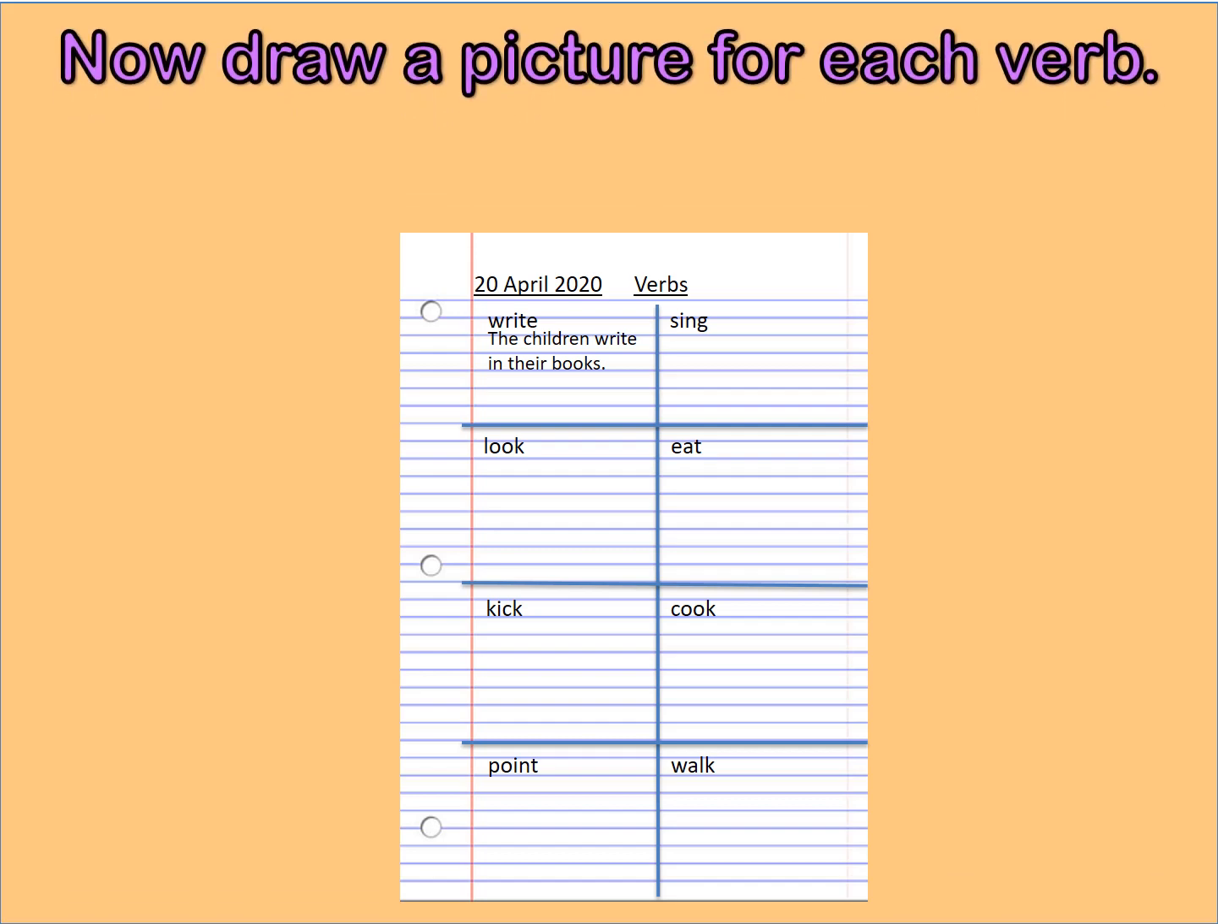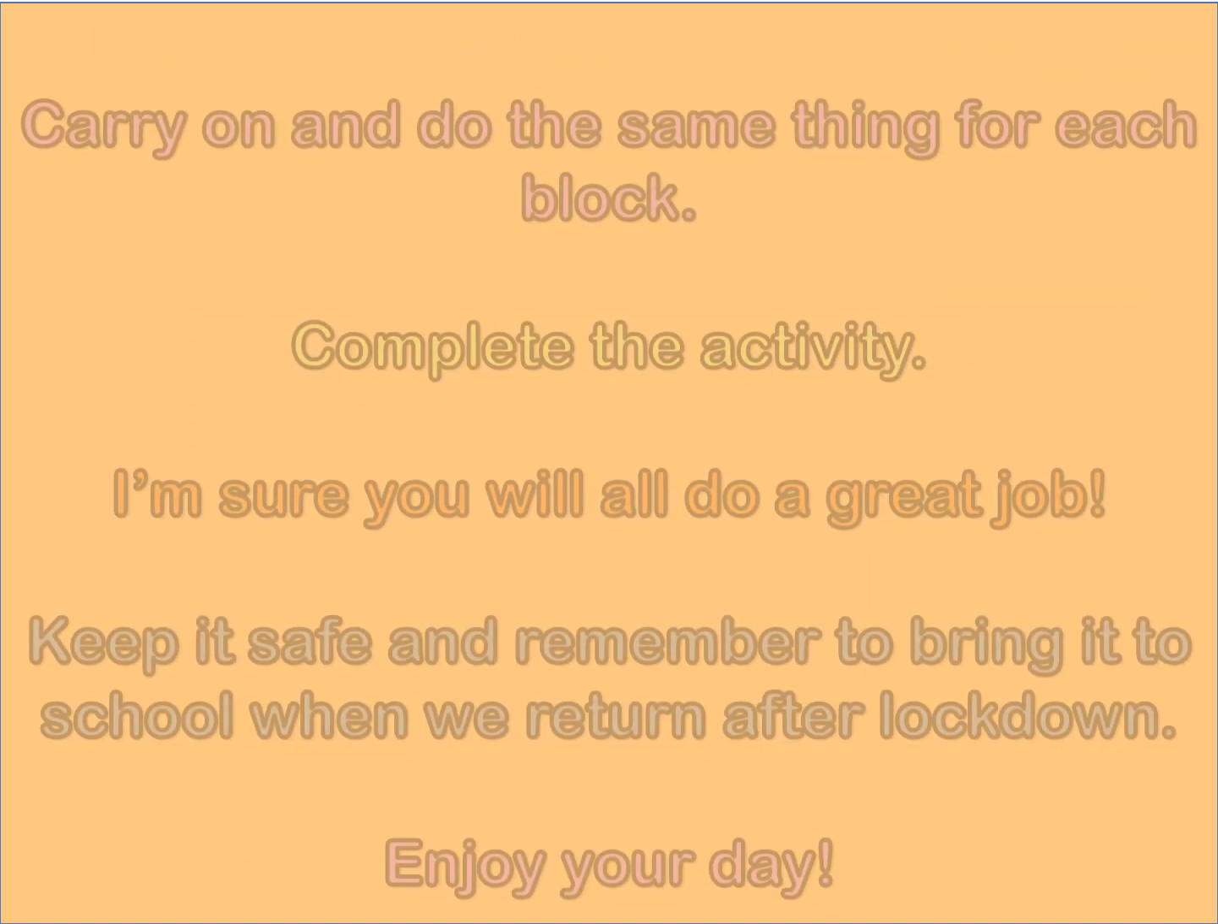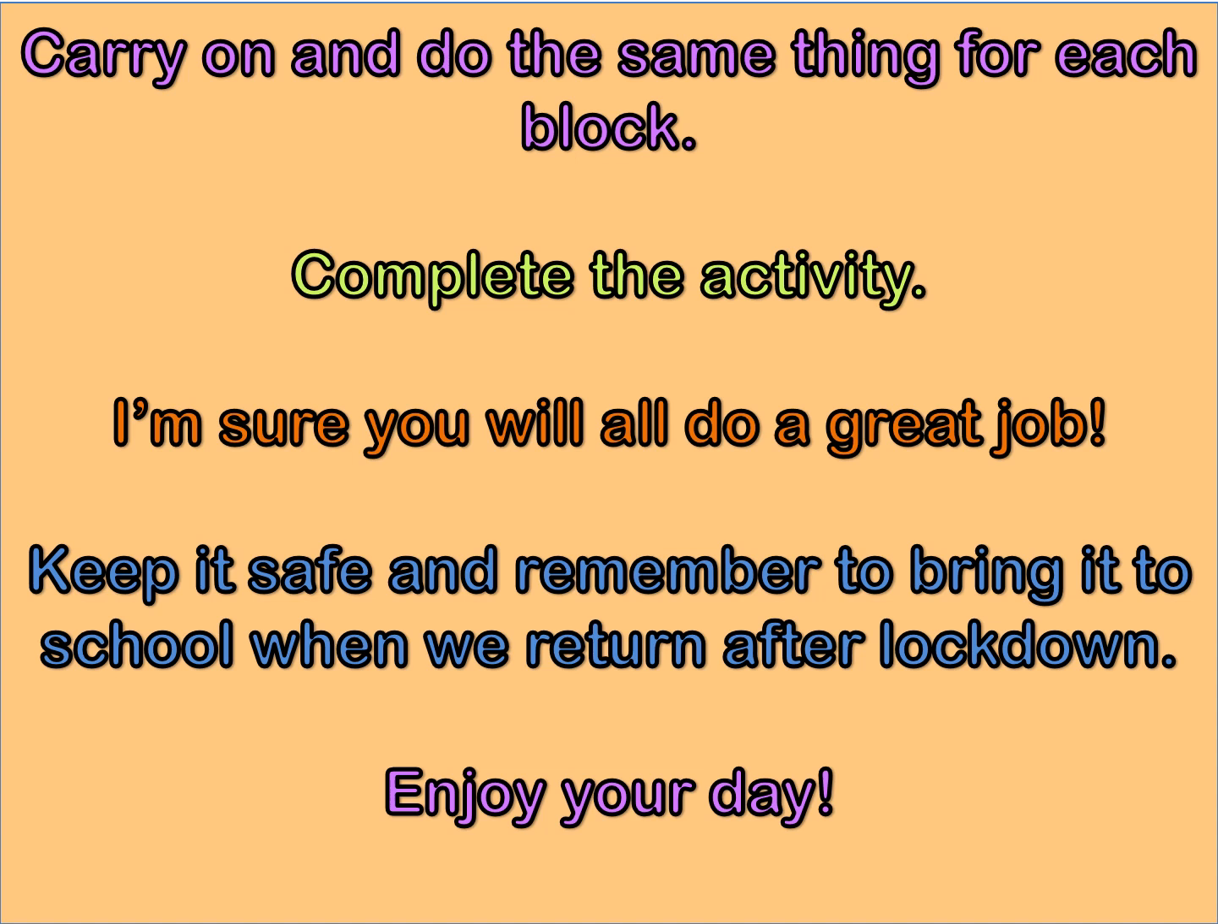Now, draw a picture for each verb. This is where you can use your colored pencils. Remember, if you do not have colored pencils, that is okay. You must carry on and do the same for each block. Complete the activity. Remember, you need a verb for each block, you need a sentence for each verb, and you will draw a picture. I'm sure you'll do a great job.